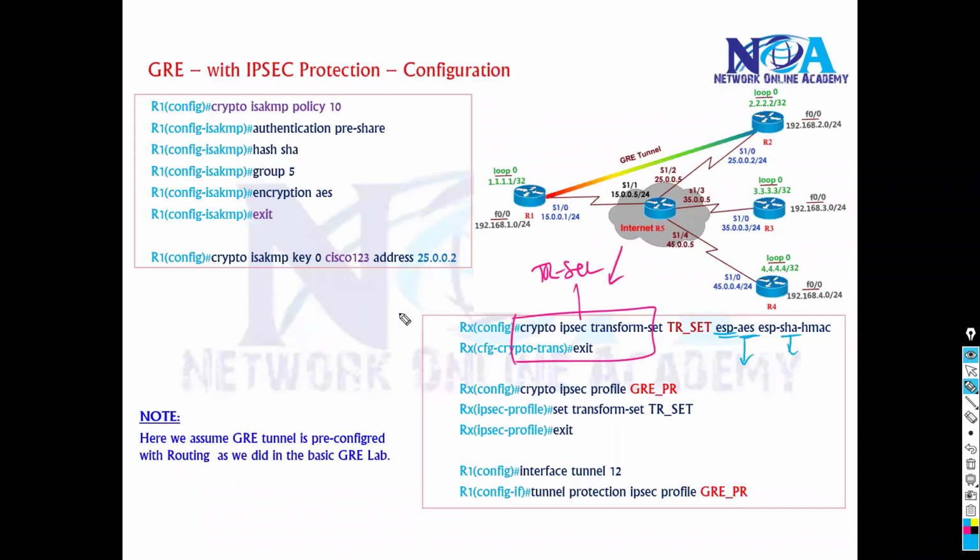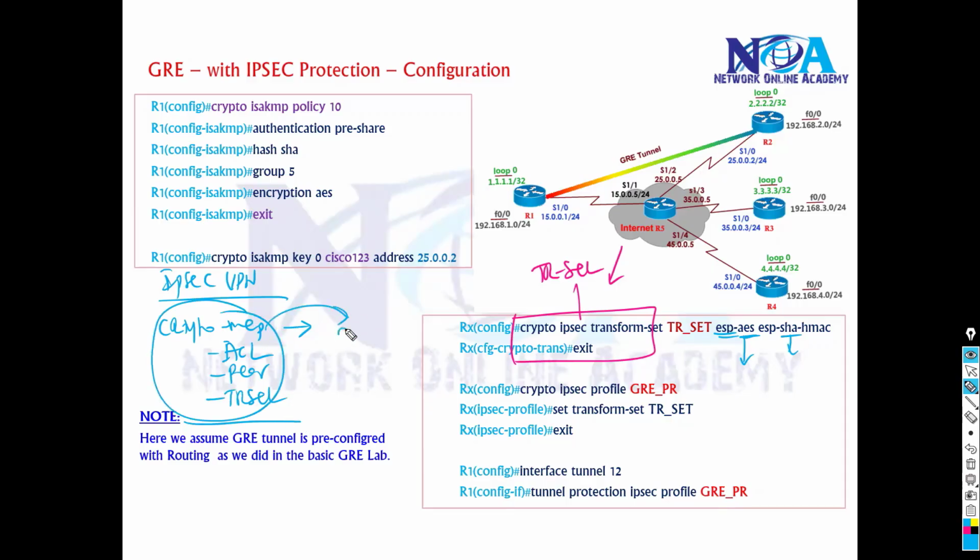If you compare this configuration with your IPsec VPN configurations, in IPsec VPN configurations, we need to create a crypto map. And under the crypto map, we have to tell what your interesting traffic is, and then what your remote peer is, and then what your transform set is. And then we apply this onto the interface.